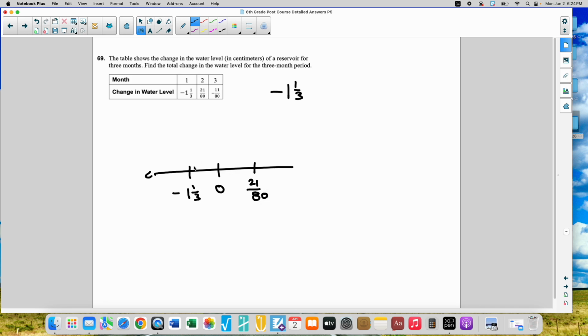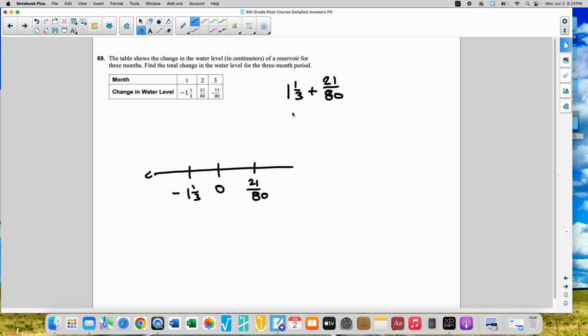So we have that 1/3, this distance, and then this distance. So we're really just adding these two distances. When we want the total change, we don't care about the direction. We just care about the distance. So we're going to find this distance between the two. So that is adding 1/3 and 21/80.